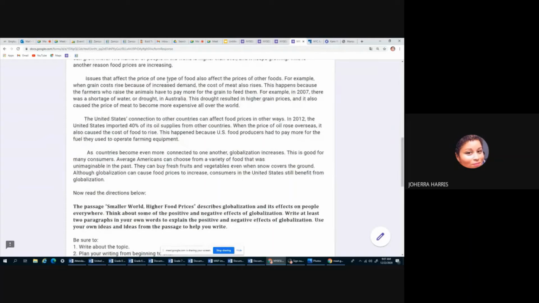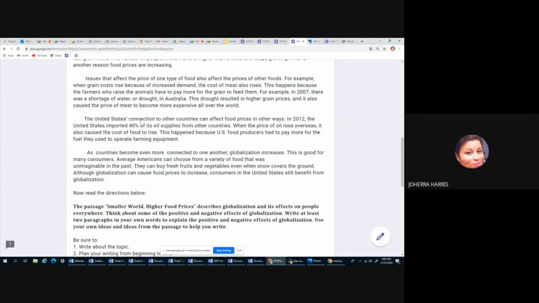Issues that affect the price of one food also affect the prices of other foods. For example, when grain costs rise because of increased demand, the cost of meat also rises. This happens because the farmers who raise the animals have to pay more for the grain to feed them. For example, in 2007, there was a shortage of water, or drought, in Australia. This drought resulted in higher grain prices, and it also caused the price of meat to become more expensive all over the world.